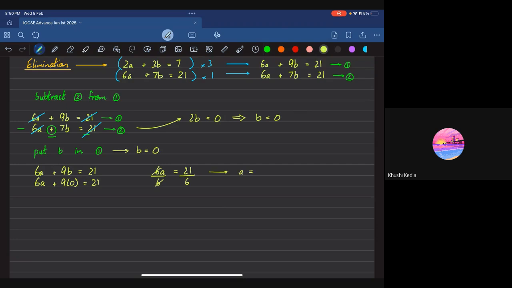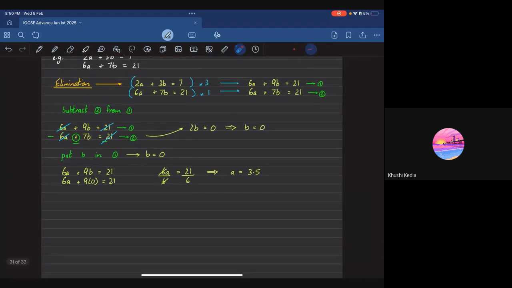A is equal to 21 over 6. I think that can be solved. I'm not sure. I think it's 3.5. I think so. Yeah. Hopefully I'm correct, although I'm not sure. Can anyone please check and let me know if I'm correct or not? This is just a whim.